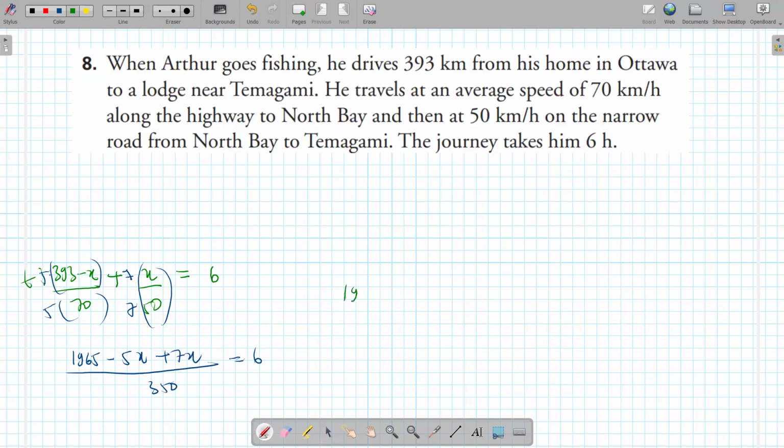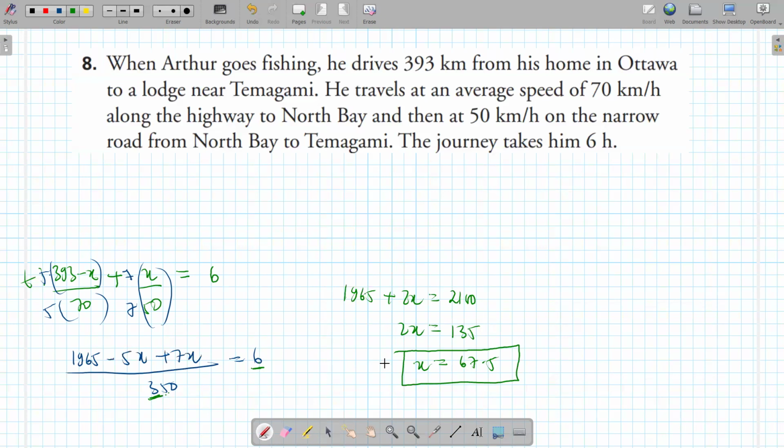So you get 1965 plus 2x. 6 times 3 is 18, so we have 1800 plus 6 times 50 is 300. So we have 1800 plus 300. That's going to be 2100. So we have 2x equals 135. So x is 67.5. And that's the final answer for this question.